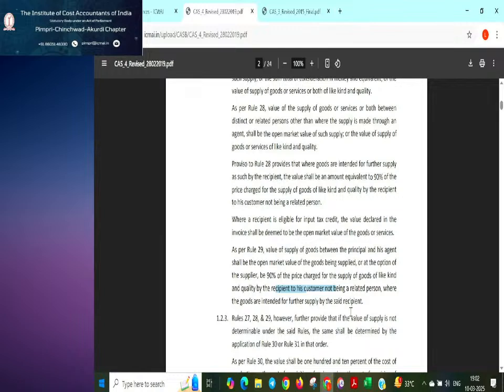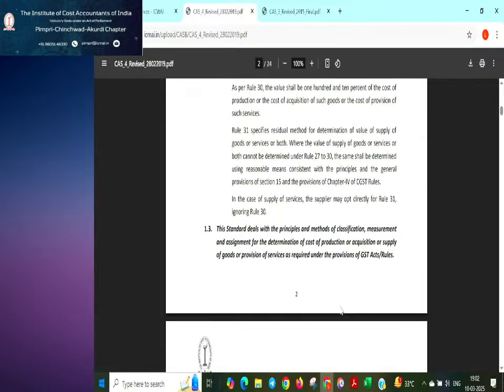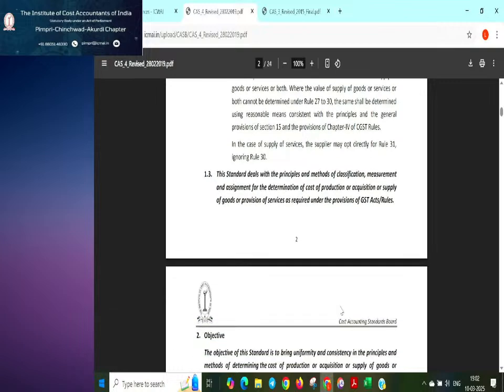So here we are talking about persons who are not related, because related party transactions have a separate cost accounting standard through which we will be determining the cost. Okay, so this is how it works.